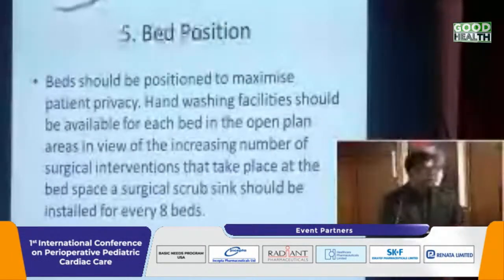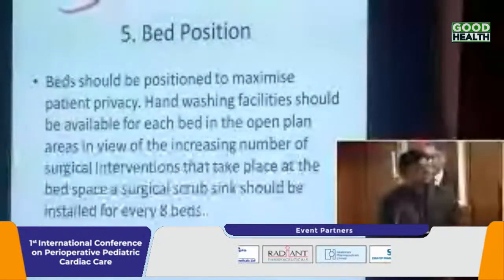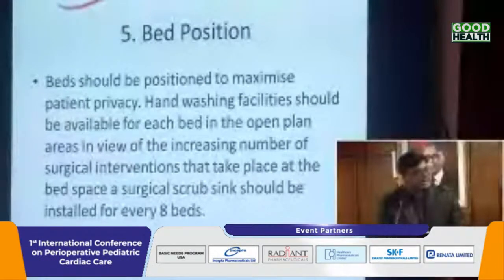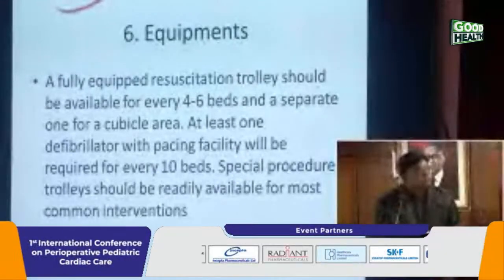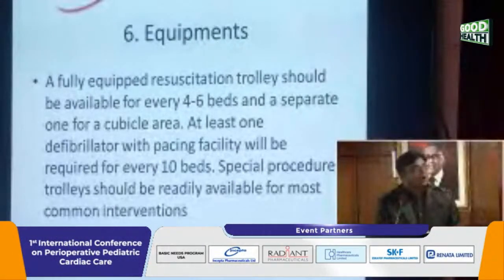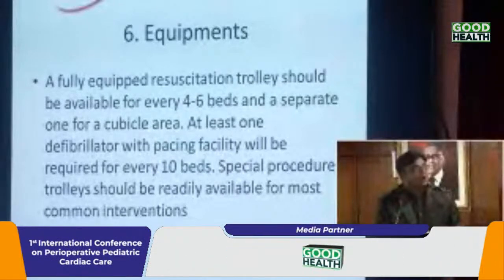In view of the increasing number of surgical interventions that take place at the bed space, a surgical staff sink should be installed for every 8 beds. A fully equipped resuscitation trolley should be available for every 4 to 6 beds and a separate one for a cubicle area. At least one defibrillator with pacing facility will be required for every 10 beds.